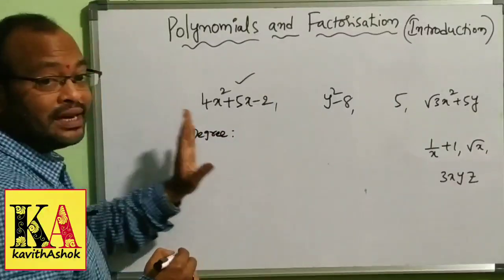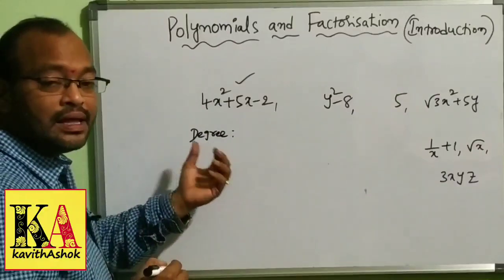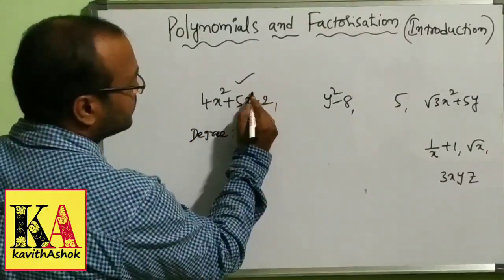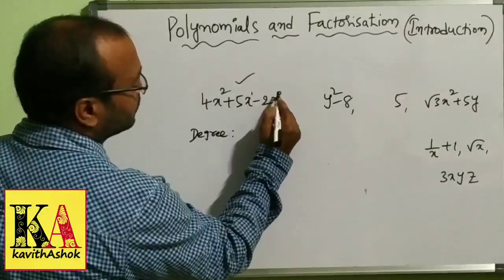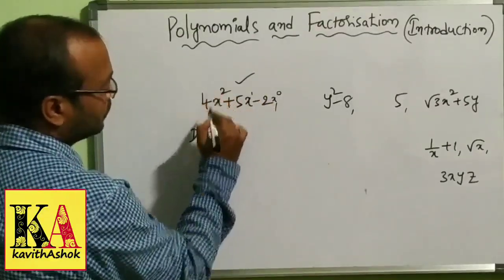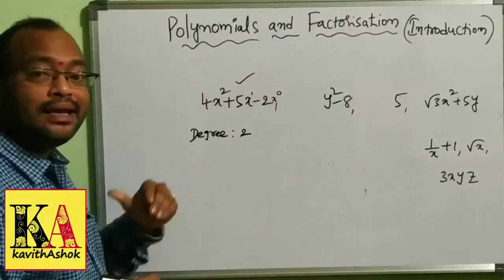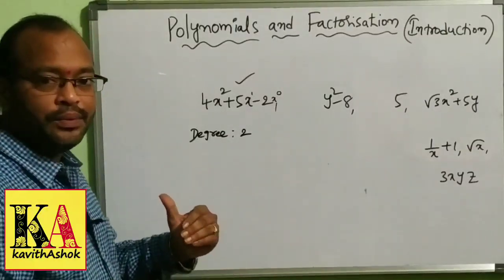Yes, when it is a polynomial, we can define the degree. Highest power of x. Here x power 0, this is x power 1, this is what? x power 0, 1, 2. Highest is 2. So degree is 2. So this is a second degree polynomial in x.